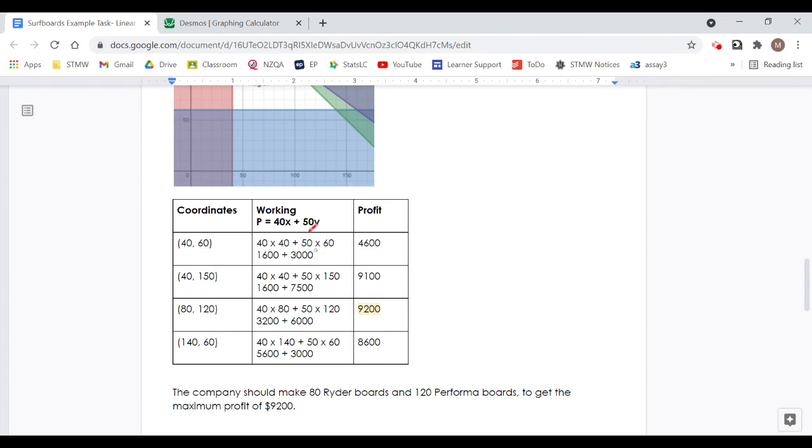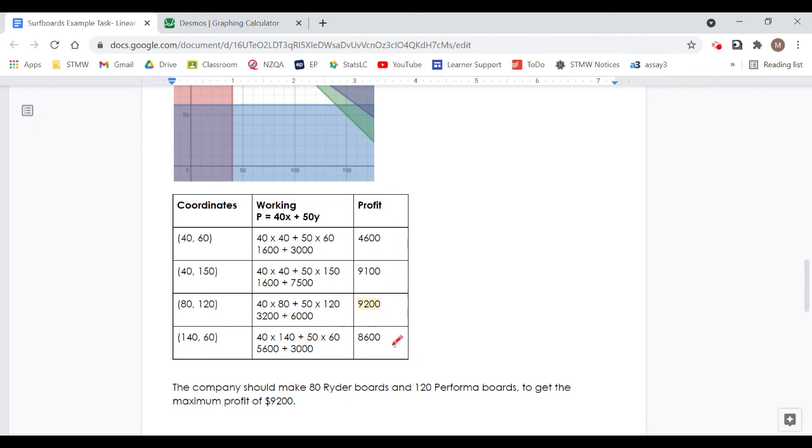Then our working is going to be our objective function, but we're going to have to swap out our X value. So in this first one, 40, and our Y value, 60. So we've done 40 times 40 plus 50 times 60 for our first one. Do all of those on your calculator and you'll get the profits down here on the right.